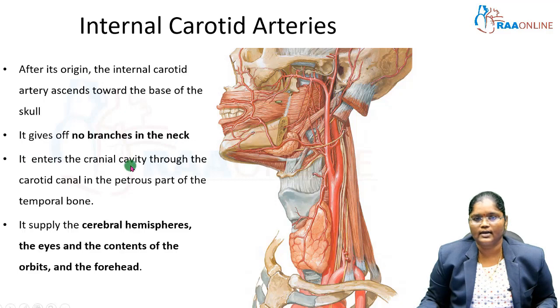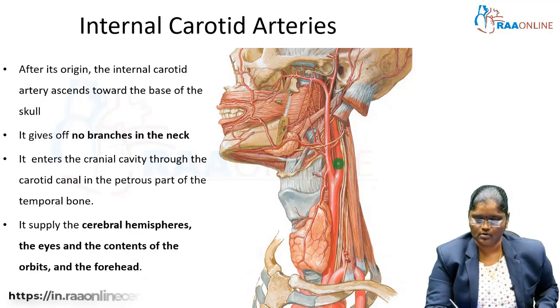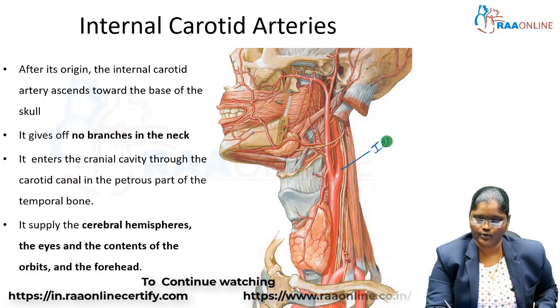It enters the cranial cavity through the carotid canal in the petrous part of the temporal bone. Its main distribution is that it supplies the cerebral hemisphere, eyes, contents of the orbit and forehead region. So, this is the internal carotid artery. You can see no branches in the neck.